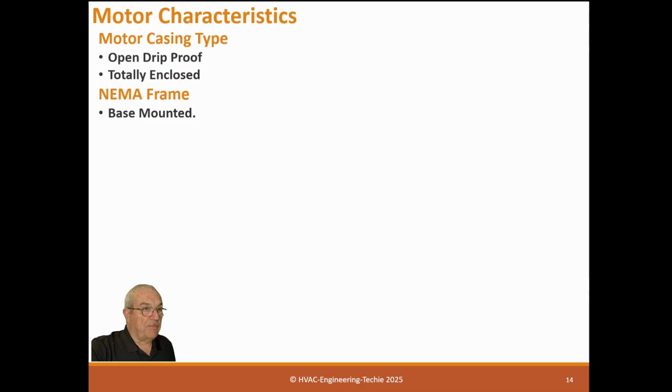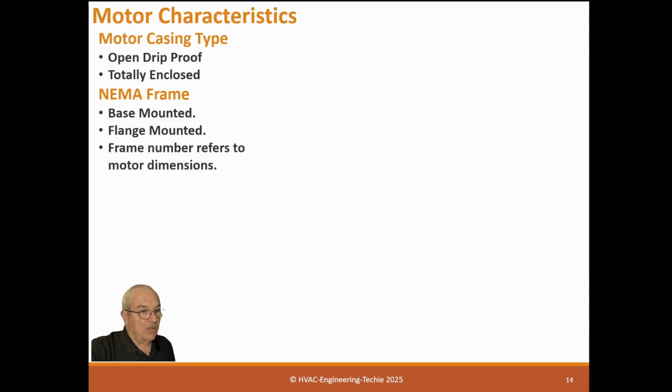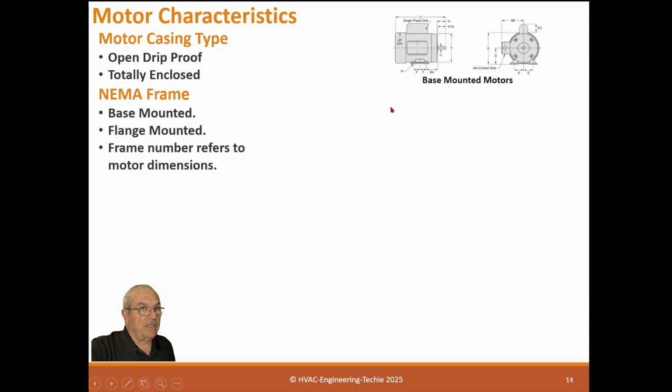NEMA frame number. The NEMA frame basically relates to the type of frame, type of base mount, how they're actually mounted, and the dimensions. And they have two kinds: base mounted and flange mounted. And in the base mounted, there's two kinds: there's resilient or rigid, and those are all referred to in the frame numbers.